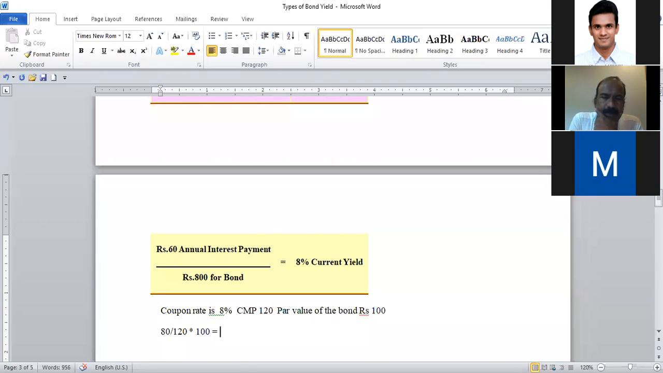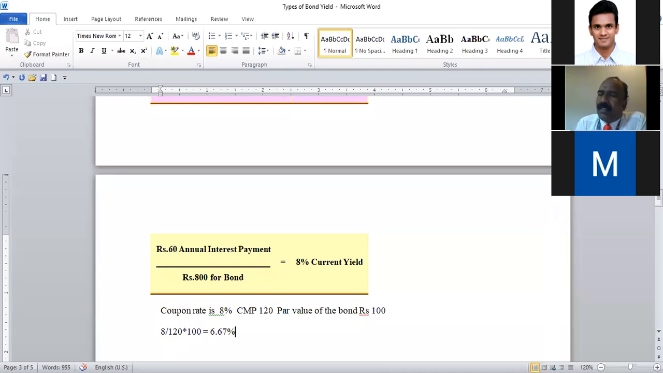Sir, is it 8 divided by 120? Oh, 8%, 100 rupees, no? Yes, sorry. So 8 divided by 120 into 100 gives 6.67. So 6.67 is the current yield.